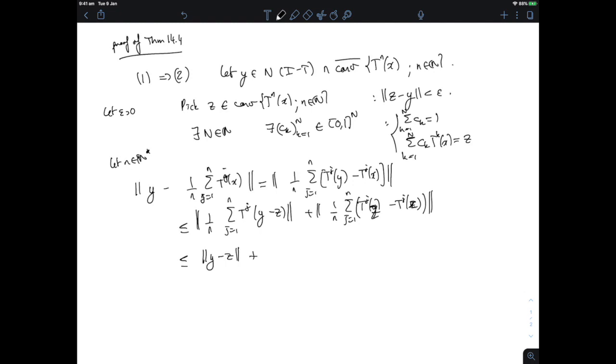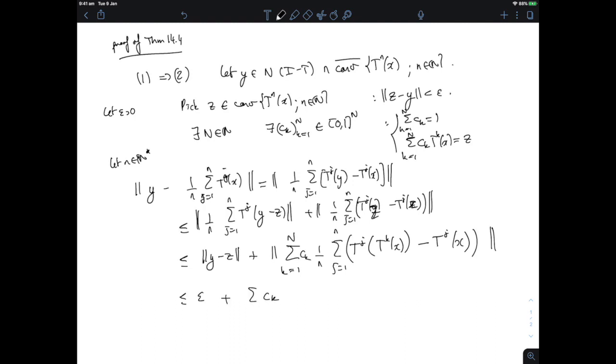And then for the second one, I'm going to introduce the convex combination, and so I can write this entire thing as the sum k equals 1 to capital N of c_k, 1/n sum j equals 1 to n of T^j of (the sum of T^k x) minus T^j x. Okay, now y minus z is smaller than epsilon, and here I lost my c_k.